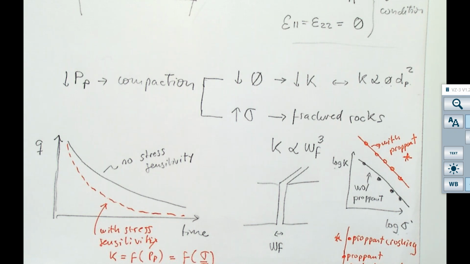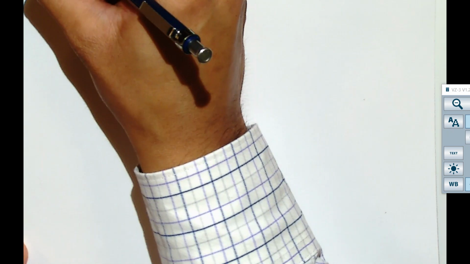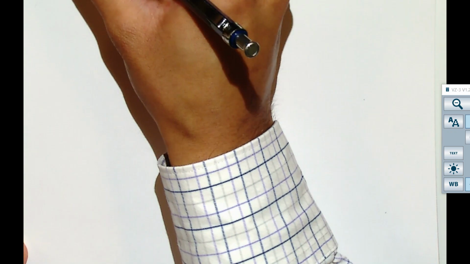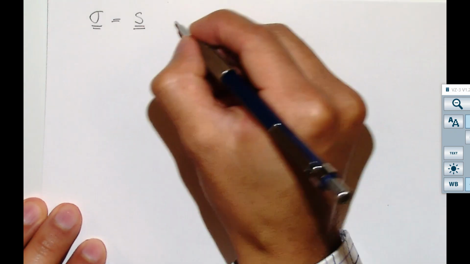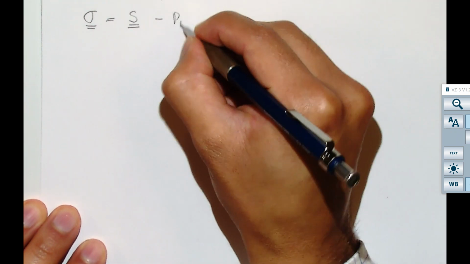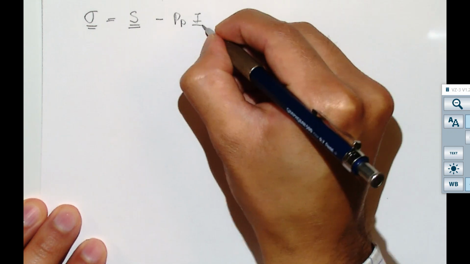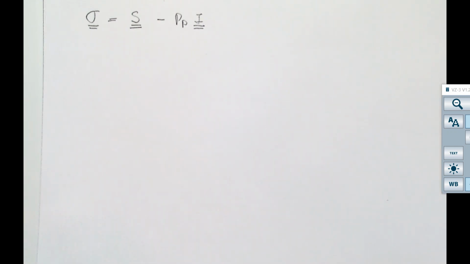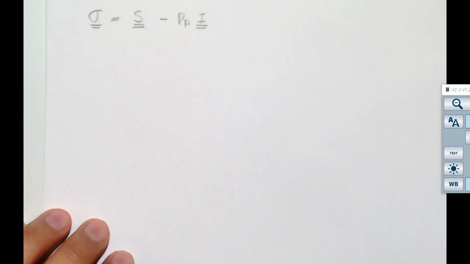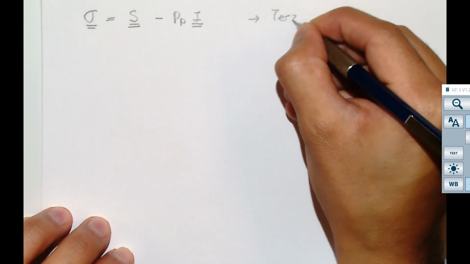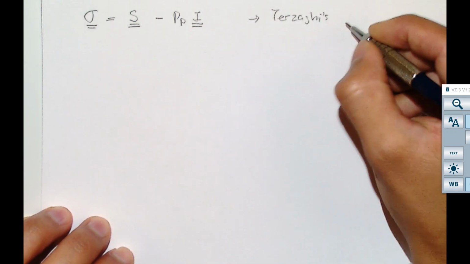Okay, so let's see how we solve this problem. You remember, I hope, this equation very well. Effective stress is equal to total stress minus what? Pore pressure. And this is a tensor notation, and I mean all the stresses, the 6 equations, normal and shear. This is what is called Terzaghi's effective stress.